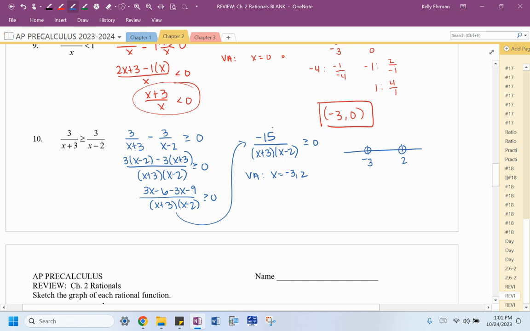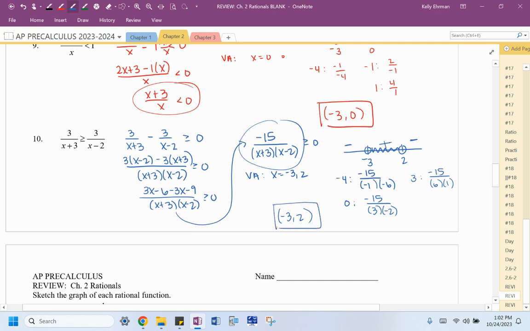Test numbers into this simplified version. So when I test negative 4, it's negative 15 on top always. And then you get negative 1 times negative 6. Negative 15 divided by positive 6 is negative. Don't bother simplifying the fraction. Plug in 0, you get negative 15 over 3 times negative 2. A negative divided by a negative is a positive. And if you plug in 3, negative 15 over 6 times 1 is negative. We want the positive section, which again is in the middle. We wanted the positive section because this was greater than or equal to.